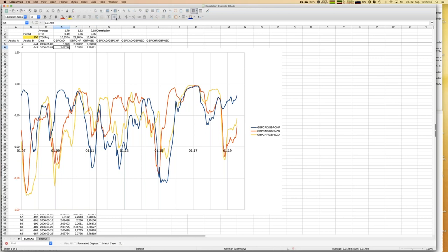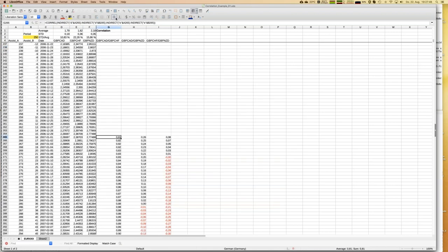And now we want to measure the correlation. Okay, let me jump down here. And now there is a trick. You know, when I introduced correlation, you might remember we use the Excel function CORREL. And normally what we would do is we would do it that way, CORREL. And now we would say, okay, let me take this one and that one, and then we have the correlation.